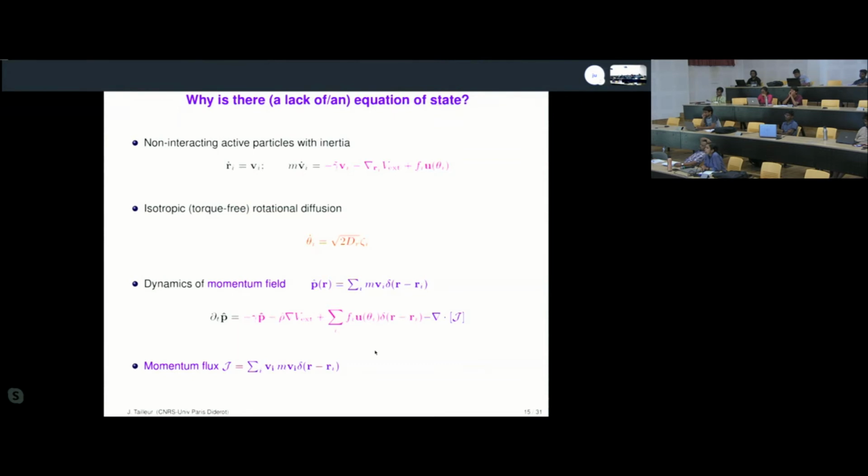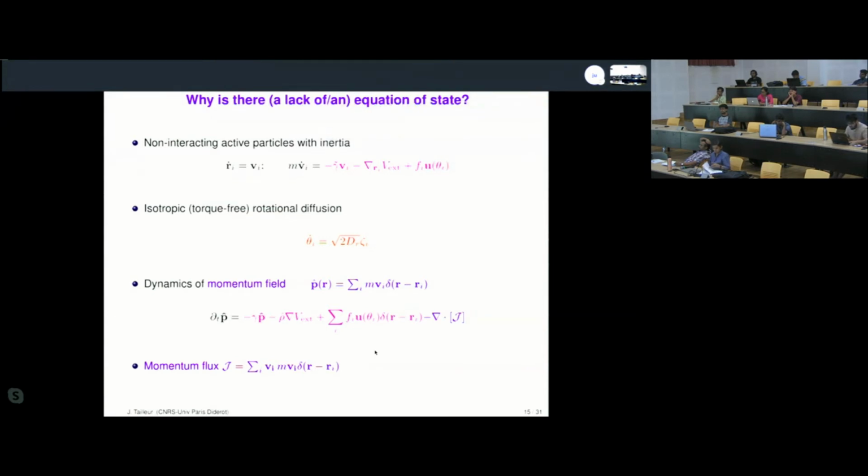And this is very generic when you have a local field, so the sum of some observable times these delta functions. When you take the time derivative, you have the derivative of the observable that gives you a local density. That's this term in magenta. And you have the derivative of the delta function, which gives you a transport term, minus the divergence of a flux.